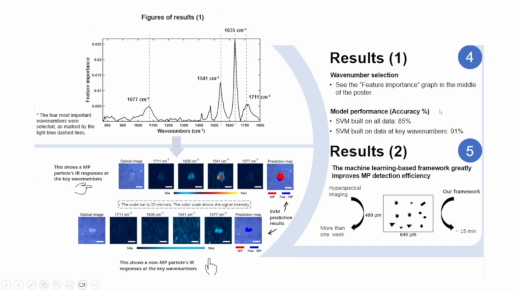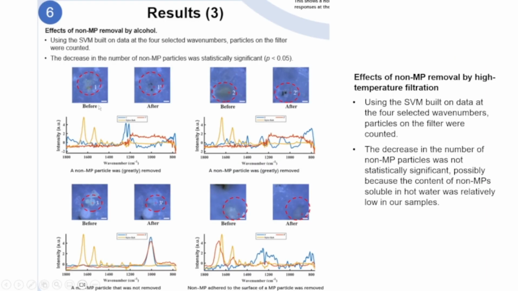Now, the accuracies of the SVM models prove that identification of MP and non-MPs based on the 4 important wave numbers is reliable, and as a result of collecting data at these 4 wave numbers only, data collection time is greatly reduced. And in terms of removal of non-microplastic particles, our results show that the alcohol rinse was very effective, and this outcome could be visualized by the images here. On the contrary, the high temperature filtration did not seem to be a useful strategy.